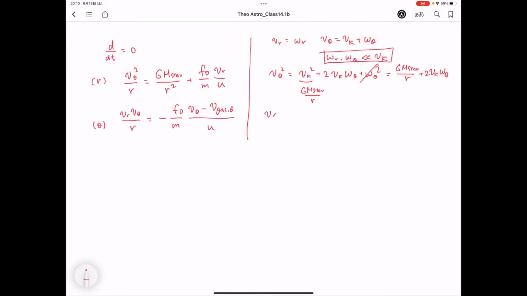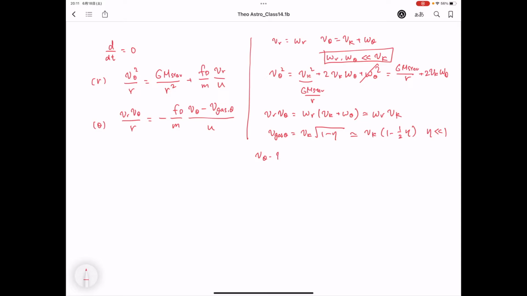Then v sub r and v sub theta can be calculated: w_r, and v sub k plus w theta. The product of w_r and w theta is smaller, so we approximate w_r times v sub k. v sub gas theta can be calculated as v sub k square root of 1 minus eta. This is approximately v sub k times 1 minus 1 over 2 eta, because eta is much smaller than 1.